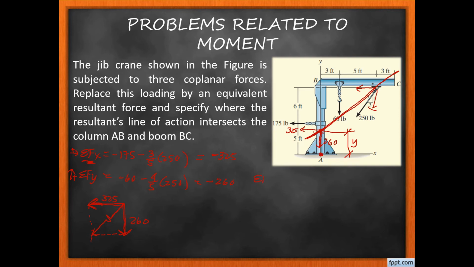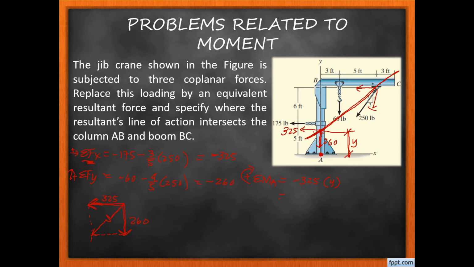For example, let's take the summation of moment at A. Summation of moment at A is equals to, considering our resultant force first, we have 325 actually. So we have 325. Let's say our assumption is clockwise as positive. So we have negative 325 times our perpendicular distance, which is y. Okay? So that is for the resultant force.